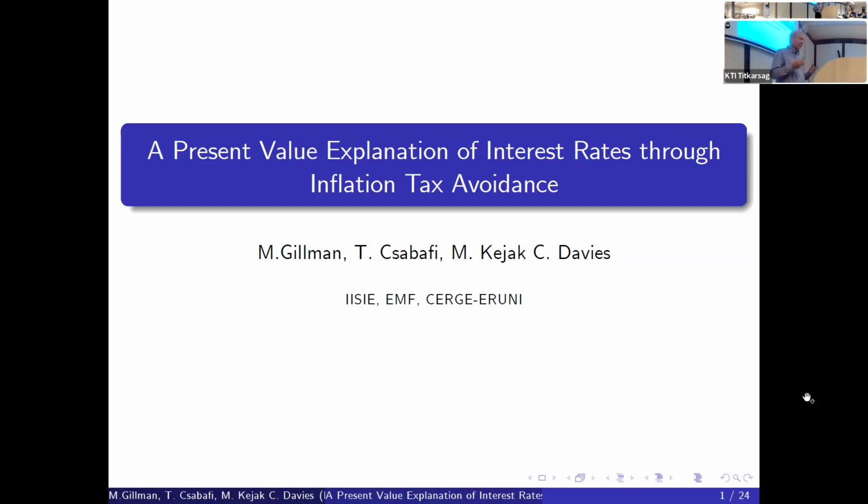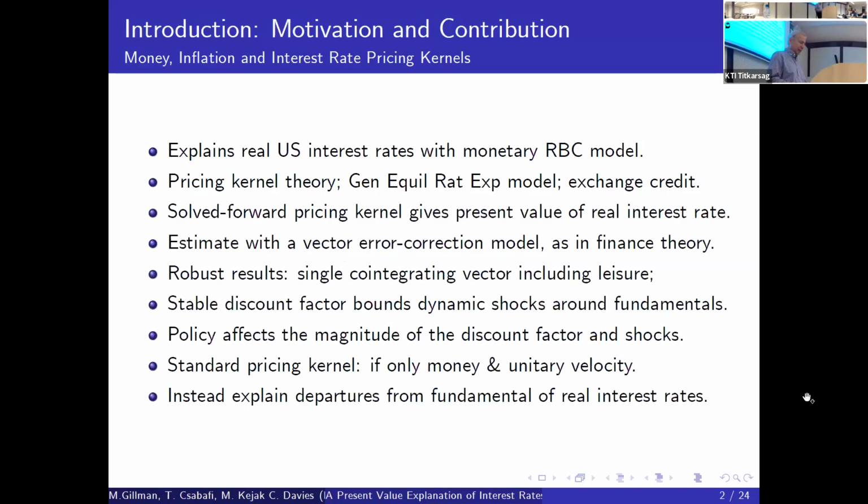So this is a paper similar to the kind of work I've been doing all my career in monetary economics. It's called a present value explanation of interest rates through inflation tax avoidance. This is with Thomas Chabafy. He and I did most of the work, and Mikhail K helped some, and Kerry Davies. It goes back to his PhD dissertation, and he stayed on the paper. So this first slide is a summary of the whole paper, motivating it and telling you what the paper does.